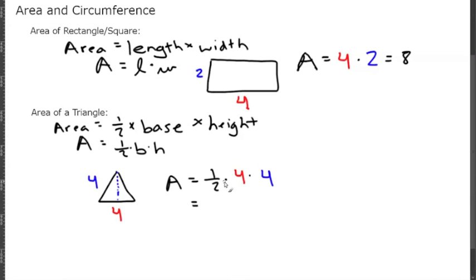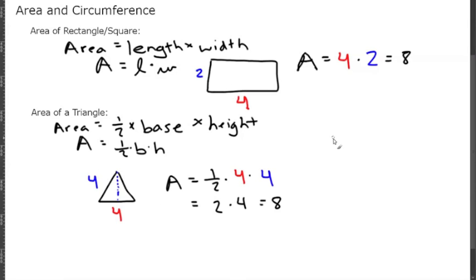Remember, multiplication is commutative, so we can multiply this in any way. But 1 half times 4 would be 2, and then we would be left with the 4. And 2 times 4 is also 8. You can see that this is the same exact area as up here. But why is that? This triangle looks nothing like this rectangle, but the area is what represents the inside of it. So how much is inside?